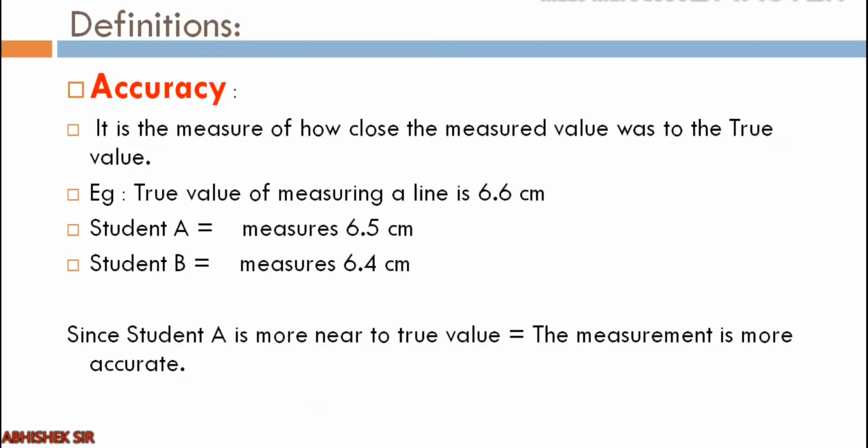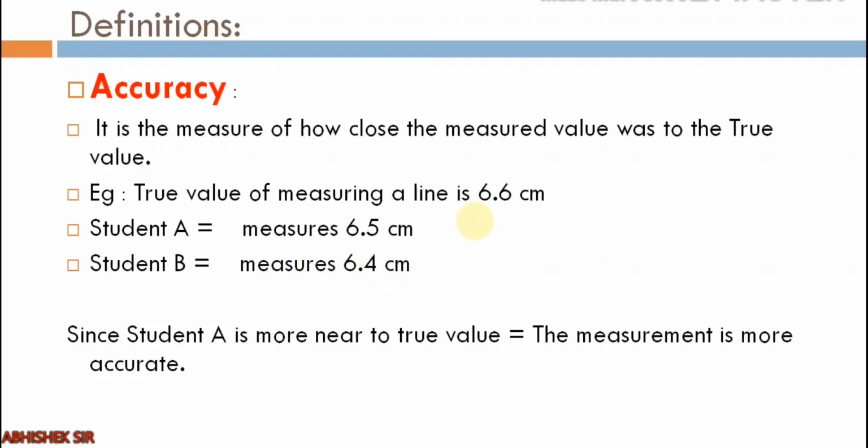Okay, so let us understand this with an example. Suppose there is a line whose exact measurement is 6.6 centimeter. Clear? We want to measure this line. Now we have two students. Student A takes the measurement and his answer comes out to be 6.5 centimeter. Now the same line is measured by student B with his own instrument, and his value comes out to be 6.4, right?